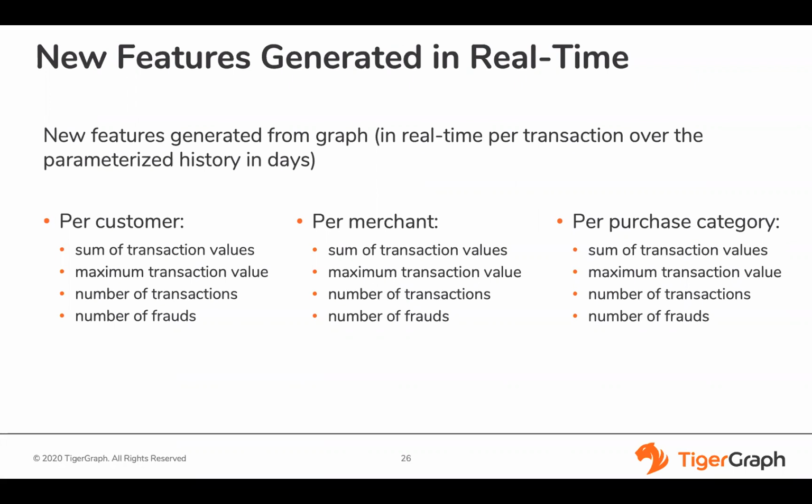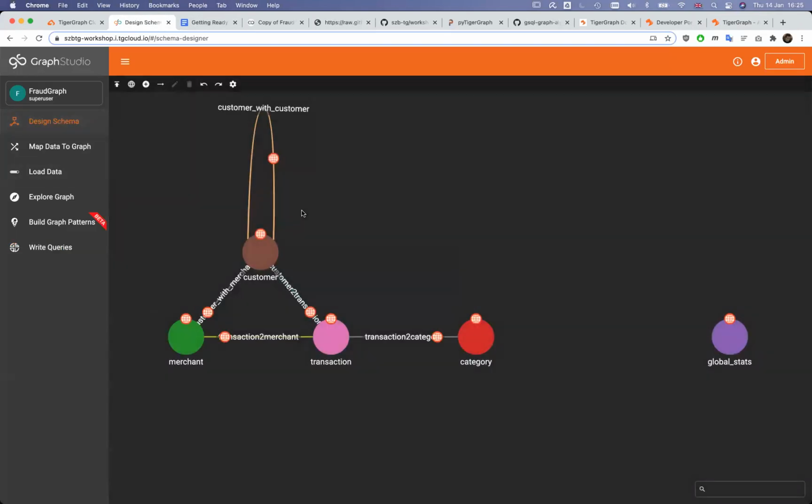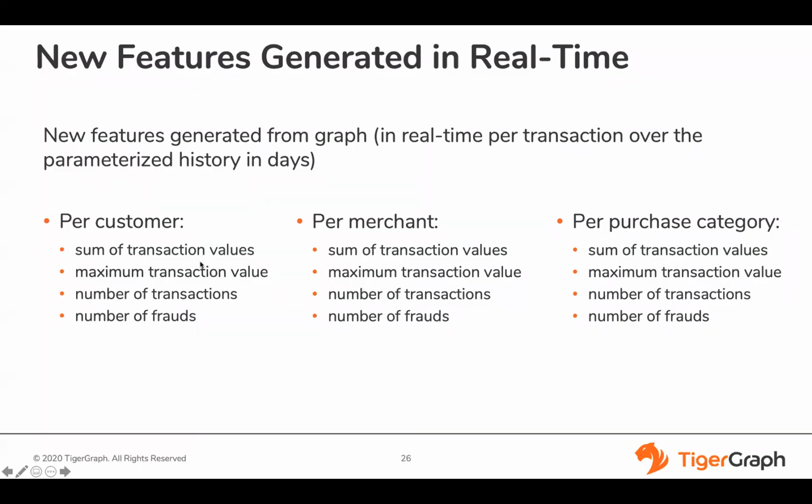As you saw, the schema designed a few vertices describing these retail transactions, with customers buying products of certain categories from merchants. Using the information loaded into the schema, Richard was able to generate these new features in real time over the parameterized history of days. Feature generation is just one of the ways TigerGraph can support machine learning, deep learning, and AI. Additionally, it can be the perfect platform for certain machine learning or deep learning methods, for example, neural networks, which are fundamentally graphs.